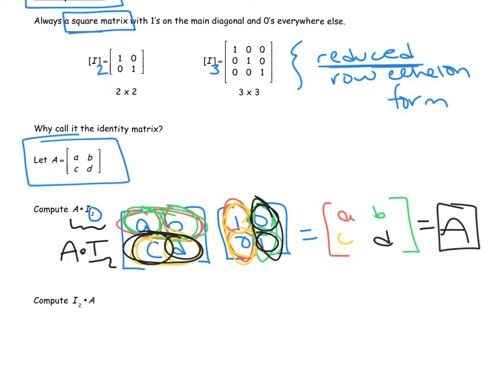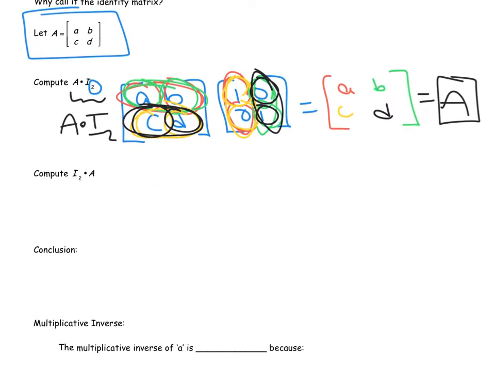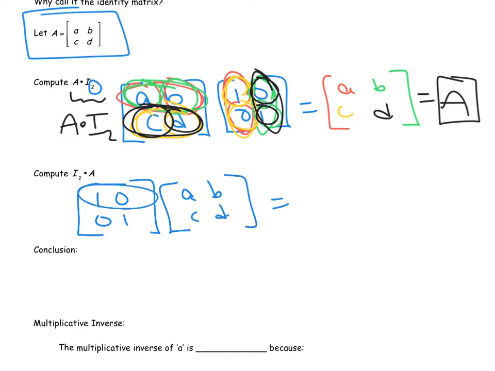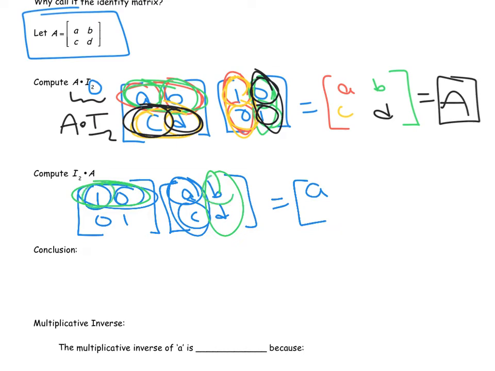Let's take a look and see if that holds true for I2, the identity matrix of square matrix 2, times A. So I have 1, 0, 0, 1, and let's multiply it by A, B, C, D. When we do our multiplication here, A times 1 is just A, plus 0 times C, which is 0. Next, I have row by column. 1 times B is B. 0 times D is 0.